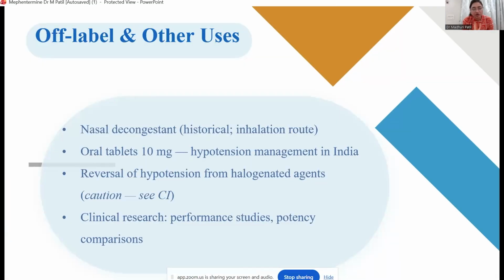It has also off-label and other uses, as a nasal decongestant, but that is a historical use now. Oral tablet 10 mg is used for hypotension management in India. Reversal of hypotension from halogenated agents. In other uses, it is used in clinical research, performance studies, and for potency comparisons.